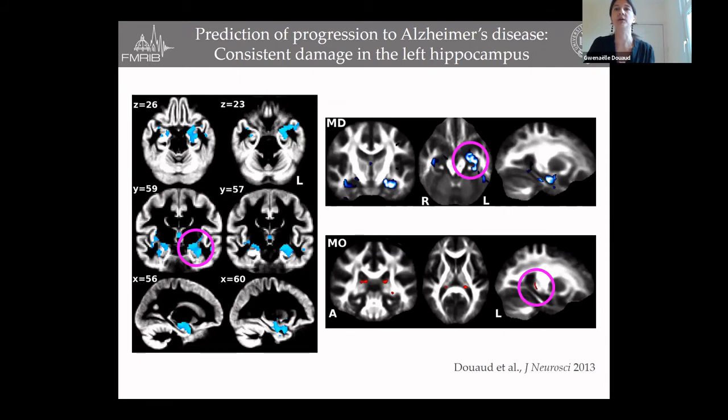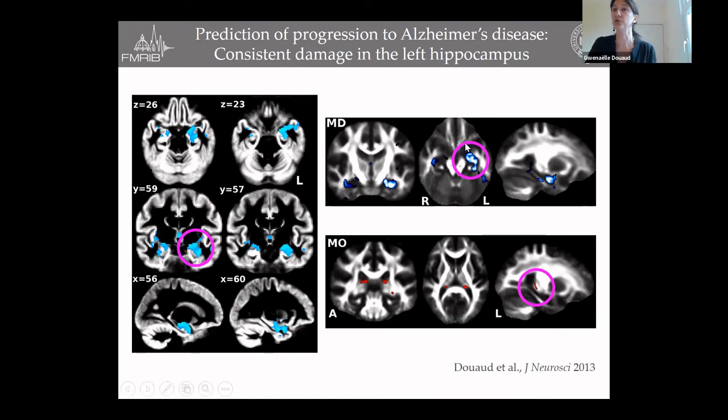So you can see here in white is actually a probabilistic map of the gray matter distribution in the brain. And in blue is showing the significant differences at baseline between these two groups of MCI participants that are just the same clinically and neuropsychologically.